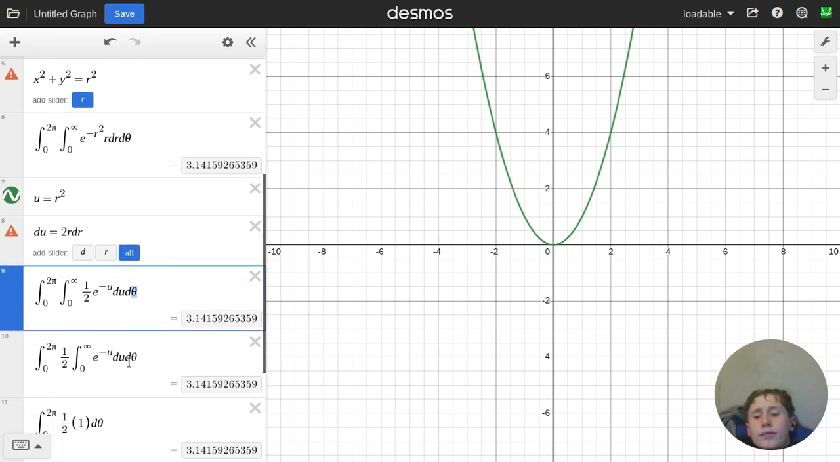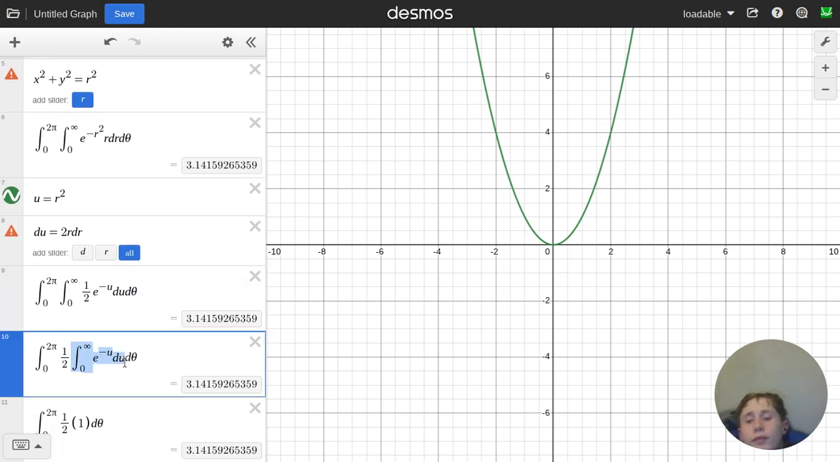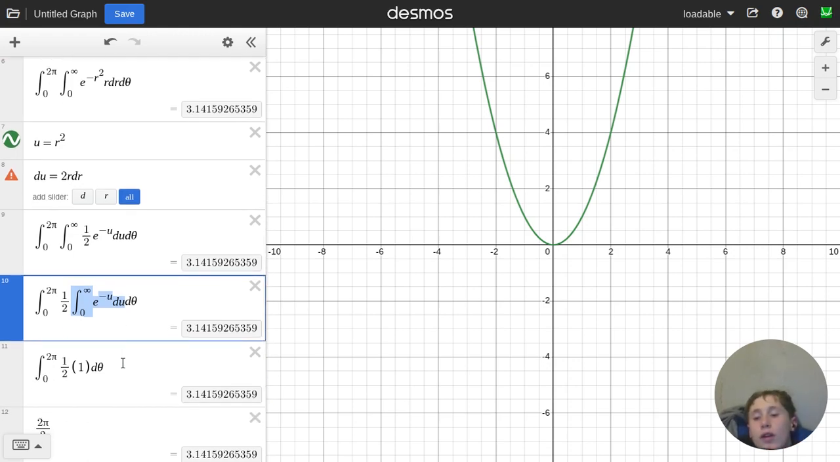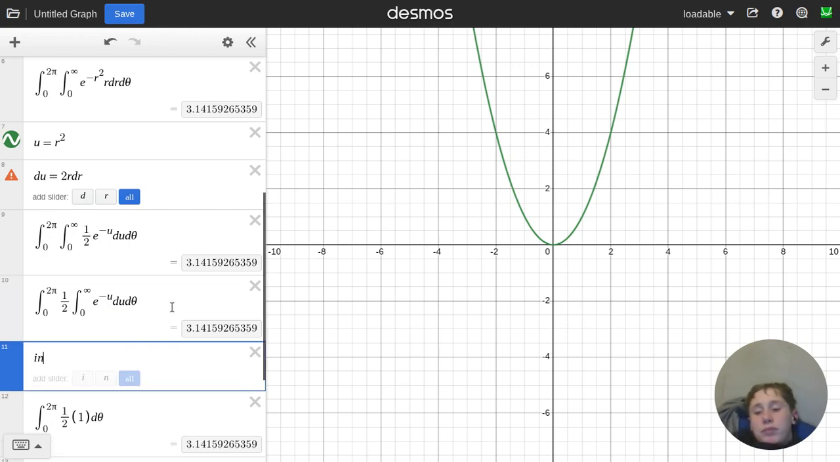So what is this? Well, the way you would solve this is by putting in e to the negative infinity. That's just going to be 0. 1 over e to the infinity is going to be 0. Did I explain that wrong? Whatever. Let's go and ask Desmos what this is.